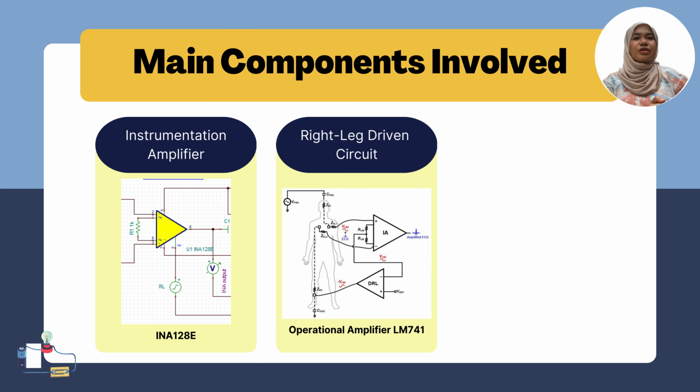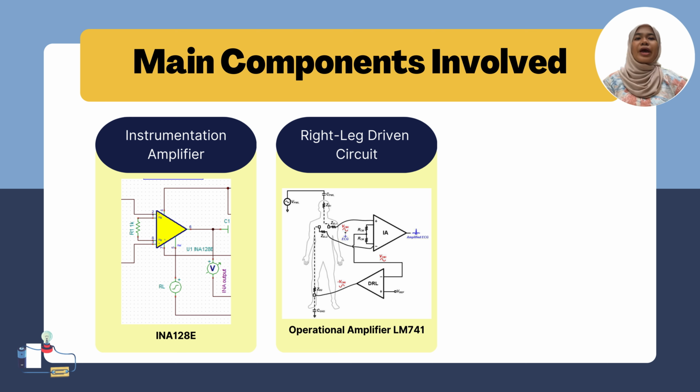Next, we have the right leg driver circuit. It is a critical component for improving the signal quality in the ECG system. The RLD circuit operates by stabilizing the body's potential reference, reducing the noise and also artifacts that can affect the ECG signal. It achieves this by processing the common mode voltage from the ECG leads and feeding it back to the body via the right leg electrode.